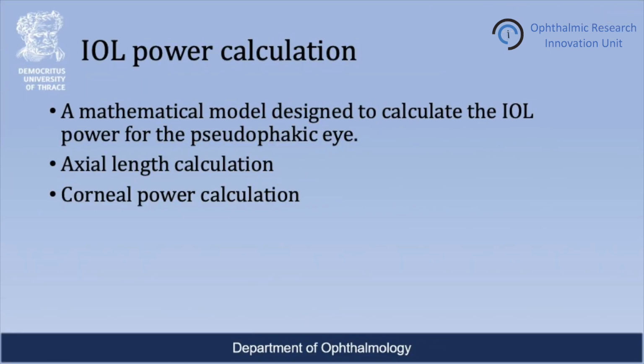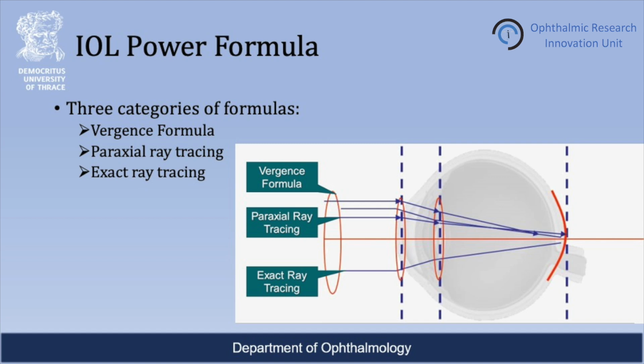The intraocular lens power calculation is a mathematical model that was designed to calculate the IOL power for the pseudophakic eye. It depends on axial length and corneal power calculation. The power formulas can generally be divided into three categories. These categories are the vergence, the paraxial ray tracing, and the exact ray tracing formula.